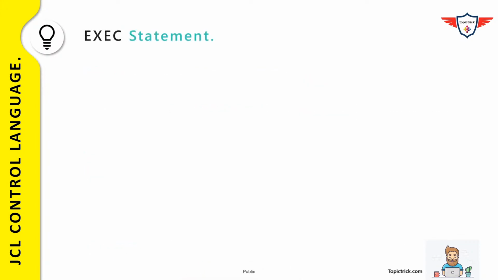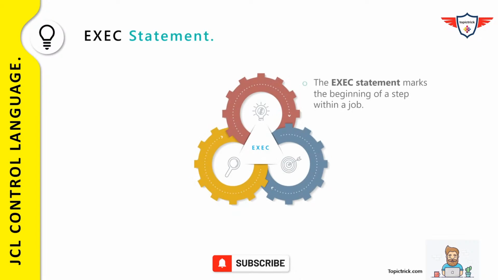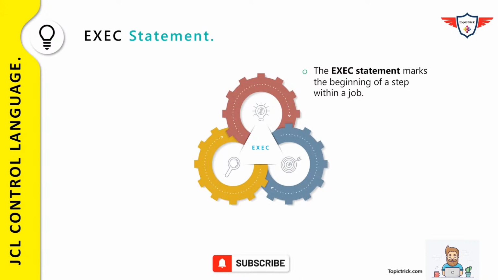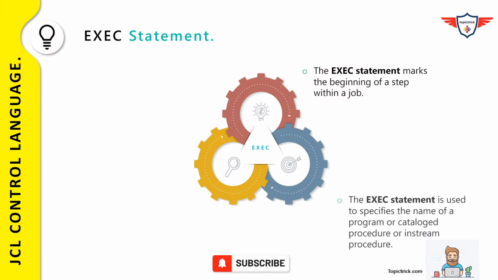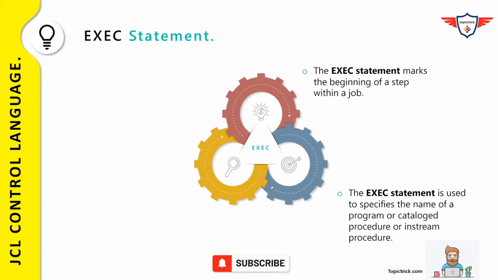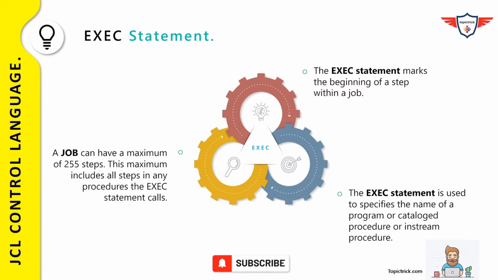Now let's focus on the execute control statement, or EXEC statement. As you know, the EXEC statement marks the beginning of a step within a job. I hope you remember that the JOB control statement marks the beginning of a job, and the EXEC statement marks the beginning of a step within that particular job. EXEC statements are generally used to specify the name of a program or a catalog procedure or an instream procedure that you want to execute. One important point I want to highlight here is that a job can have a maximum of 255 steps. This maximum includes all steps in any of the procedures that the EXEC statement has called.